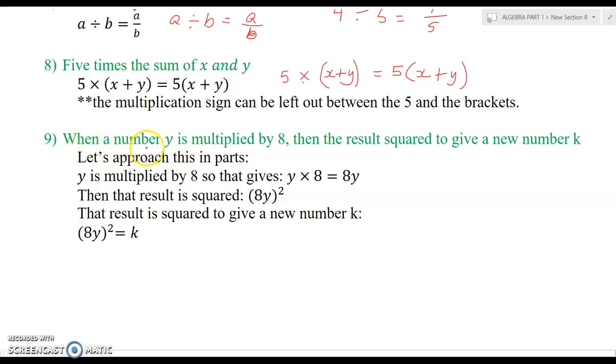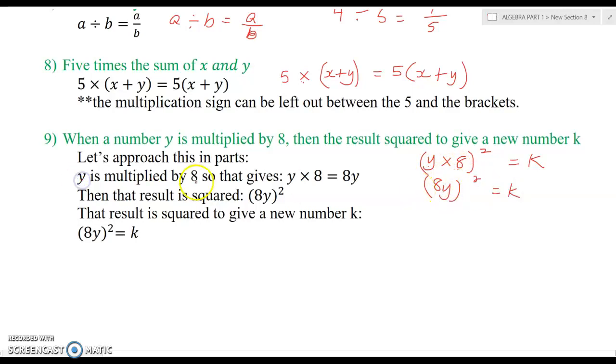When a number y is multiplied by 8, the result is squared to give a new number k. So y multiplied by 8 is the same as 8y, all squared, right?